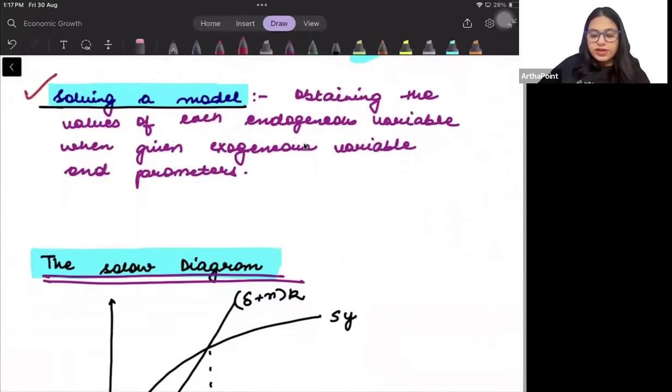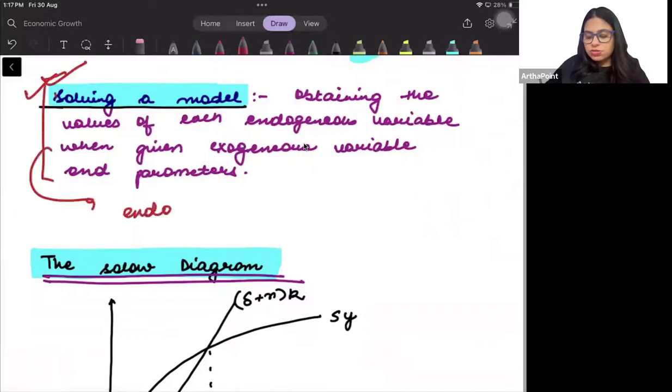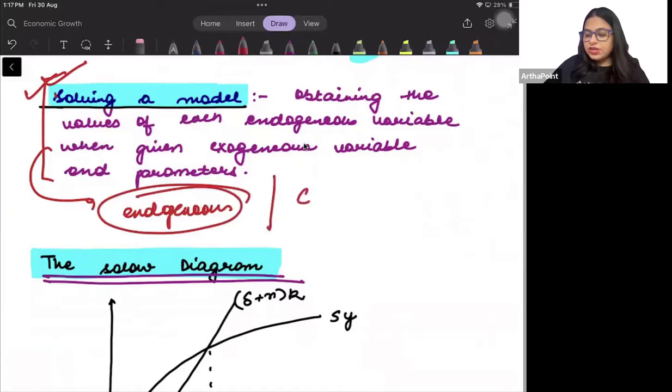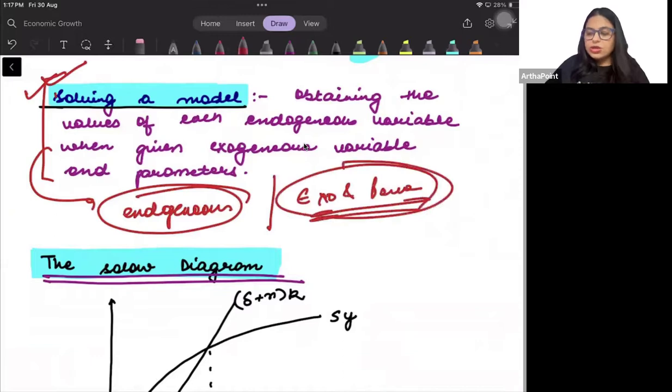Whenever we solve any model, our aim is to solve for the endogenous variables. जो variable हमें determine करने हैं, given the exogenous variables and parameters, right? तो exogenous variables और parameters model के बाहर की चीज हैं, उनको constant मानते हुए हमें model के अंदर जो determine कर रहे हैं उसके लिए solve करना है.